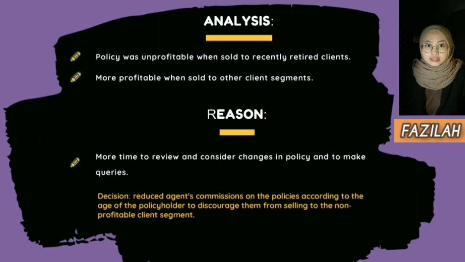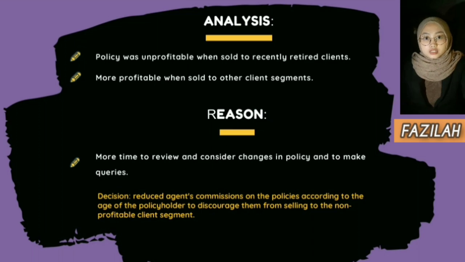The analysis identified that the policy was unprofitable when sold to recently retired client but was profitable when sold to other client segments. The reason is because retired customer has more time to review and consider changes to their insurance policy and to make queries. In response, the company reduced agent commission on the policies according to the age of the policyholder to discourage them from selling to the non-profitable client segments.